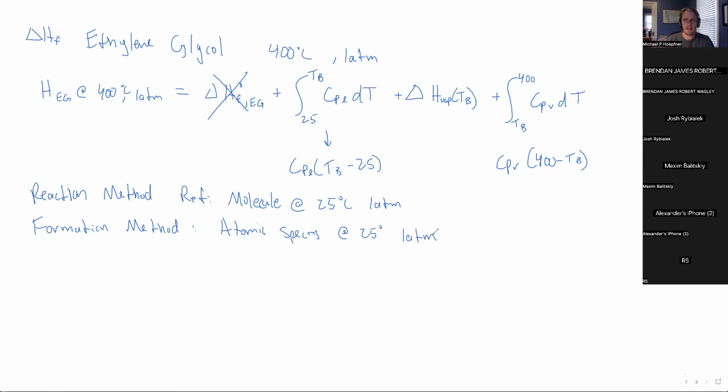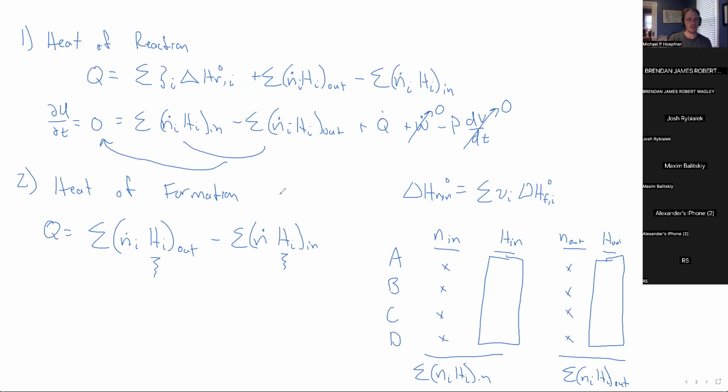Seems okay then. So if I'm using the heat of reaction method, I start off with the molecule at 25 degrees C and 1 atmosphere. If I start off with the heat of formation method, I have individual Lego building blocks of atoms, and I first have to create the molecule. So then if we go back to our two energy balances, the only difference is where do I put this delta H of formation information? I either put it directly in the enthalpy term or I lump it together in this delta H of reaction.